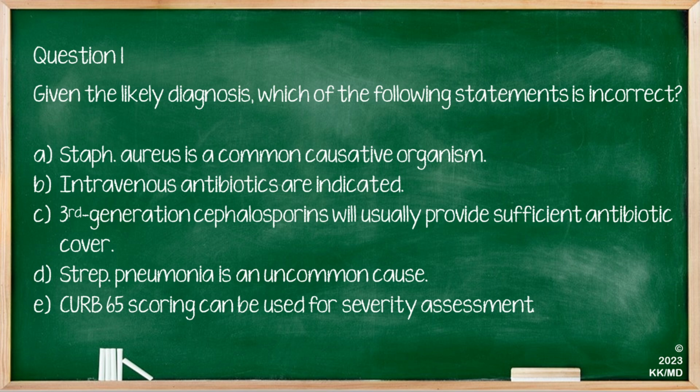So our options are: A, Staphylococcus aureus is a common causative organism. B, Intravenous antibiotics are indicated. C, Third-generation cephalosporins will usually provide sufficient antibiotic cover. D, Strep pneumoniae is an uncommon cause. And E, CURB-65 scoring can be used for severity assessment. So the correct answer in this case is E, because CURB-65 scoring should be used for community-acquired pneumonias and not a hospital-acquired pneumonia, which is diagnosed based on signs and symptoms, as well as the fact that the patient has been in a care setting for over 48 hours.